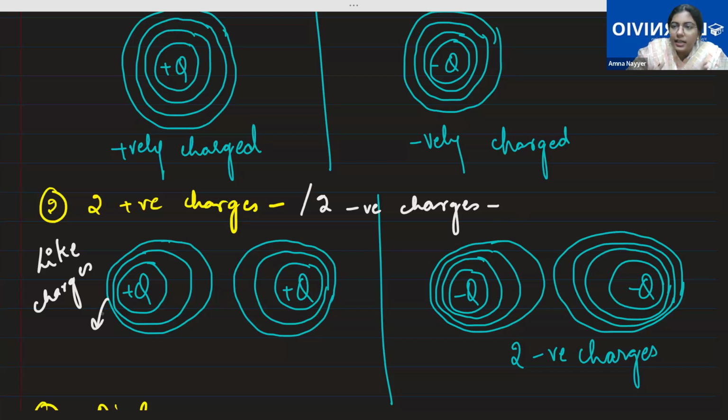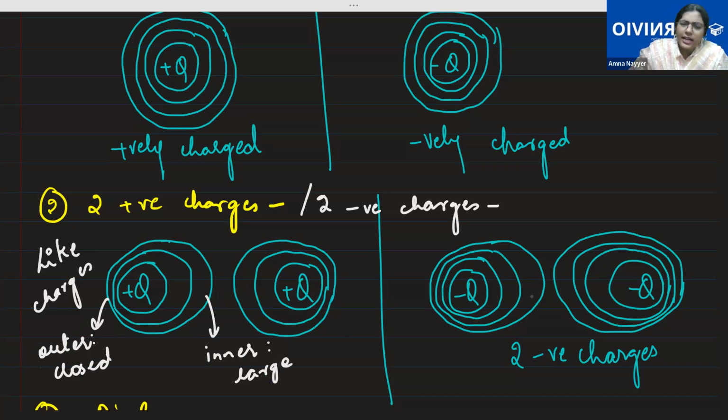Because it appears most of the students think these are all concentric circles. That's it. So here the outer part has closed spaces, while the inner part has large spaces. Okay, same for the negative charge. The difference between negative and positive will not come in this way.